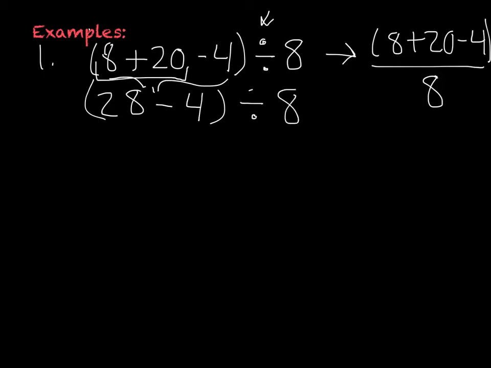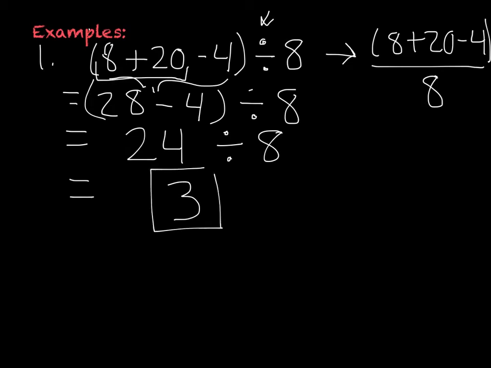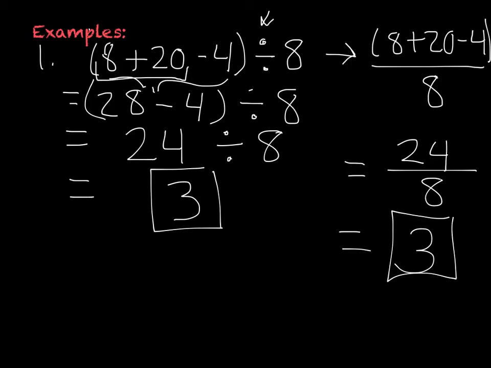Okay, next, 28 minus 4, that gives me 24, still divided by 8, and finally 24 divided by 8 is 3. If I would have done it this way over here, I would have gotten the same exact thing in the numerator. I would have also ended up with 24, and it would be sitting over 8 until I end up with my final answer of 3.